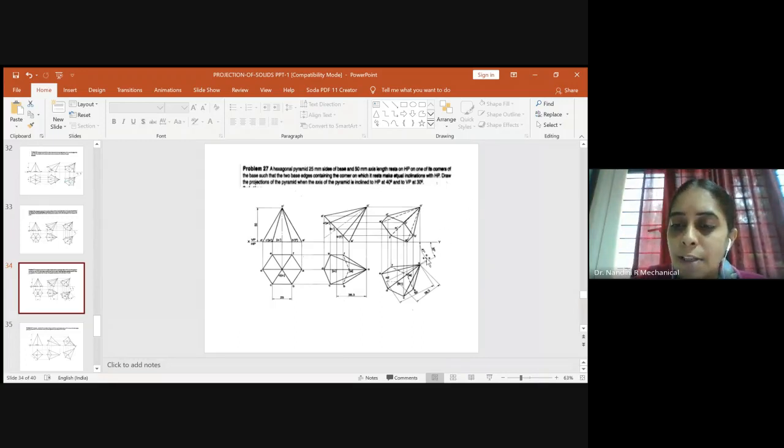Once you calculate the apparent angle, we now have to reshift the problem from the second stage to the third stage. All the hidden and visible lines which were there in the second stage, you have to replicate the same.